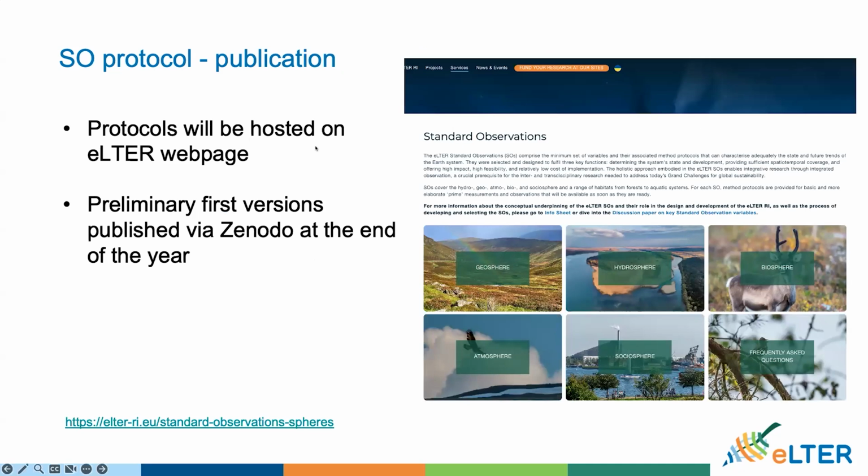So the protocols will be hosted on the eLTER webpage. There is already a page there for standard observations. It's just an overview at the moment rather than a link to the actual texts. The first draft versions that we're working on now, incorporating feedback with the authors, will be published via the Zenodo repository by the end of the year. That's a deadline that we had to provide this first set of preliminary final versions, if you want to call them that, at the end of the year. So that will be on Zenodo, and then we will move on to put them onto the eLTER webpage in due course.